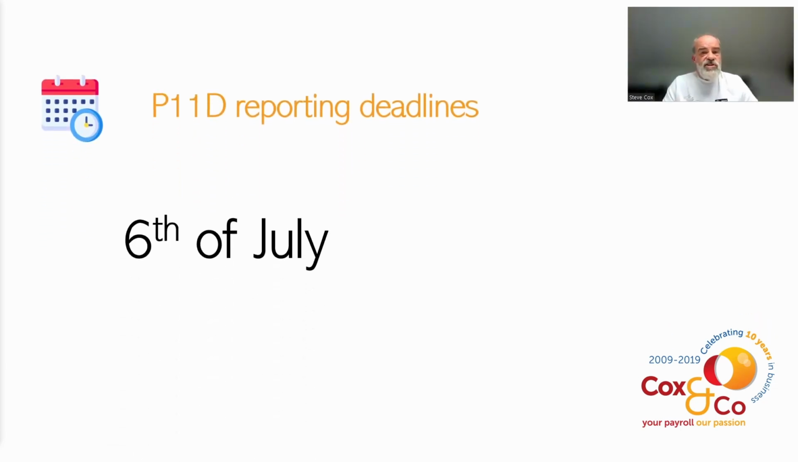P11D reporting deadlines. There are a number of deadlines in relation to P11D reporting. The main one being the 6th of July. So 6th of July is the date by which you must have filed your P11D with HMRC digitally now. So you know that is a date cast in stone. The days when you could send it on the 6th and they'd accept up till the 10th, allowing for the post and all the rest of it, are long gone. It's a hard date. It is the 6th of July. And we have to treat it as such.